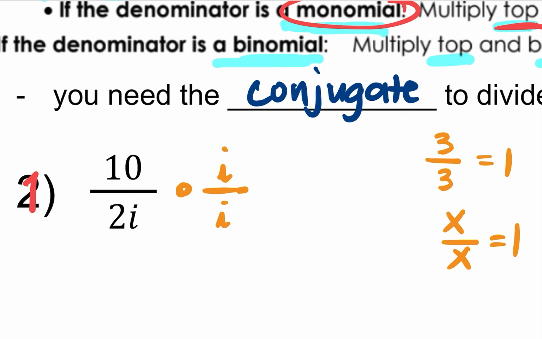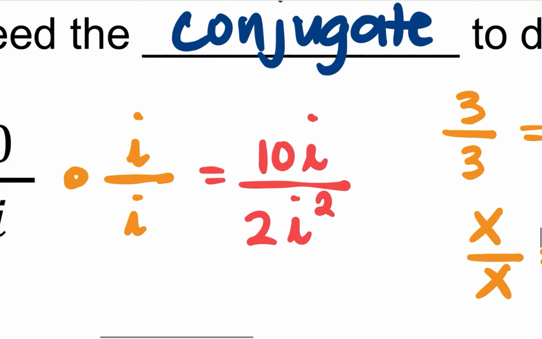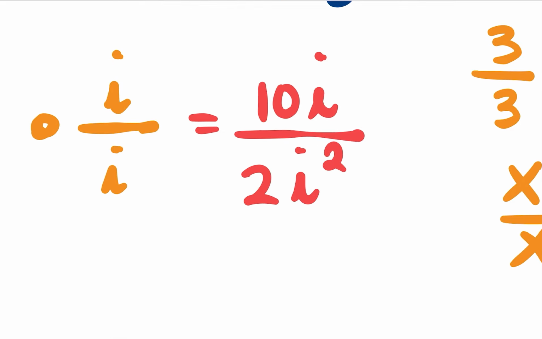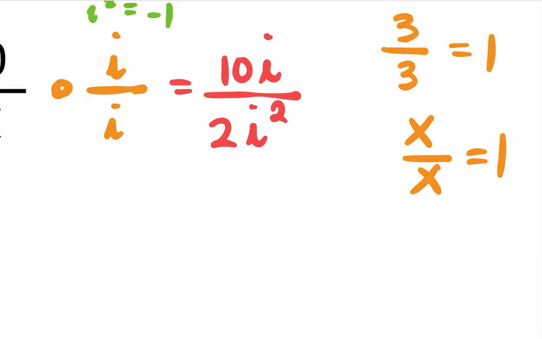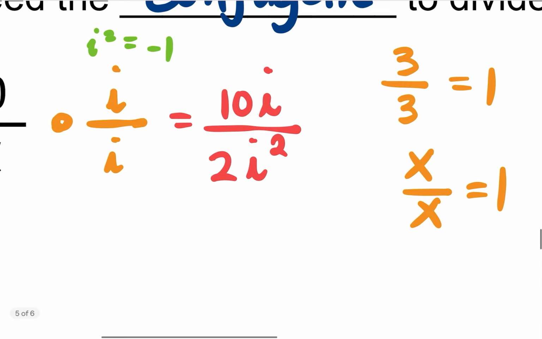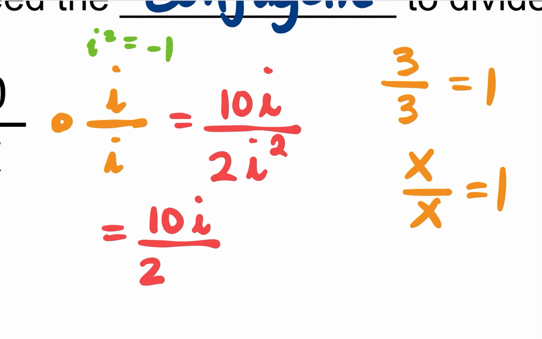Multiply straight across. So 10 times i is 10i, and 2i times i is 2i squared. Now, if you may recall, i squared is equal to -1. So we are going to substitute the value of i squared with -1. So we have 10i over 2, and we replace i squared with -1. So this will turn out to be 10i over -2.